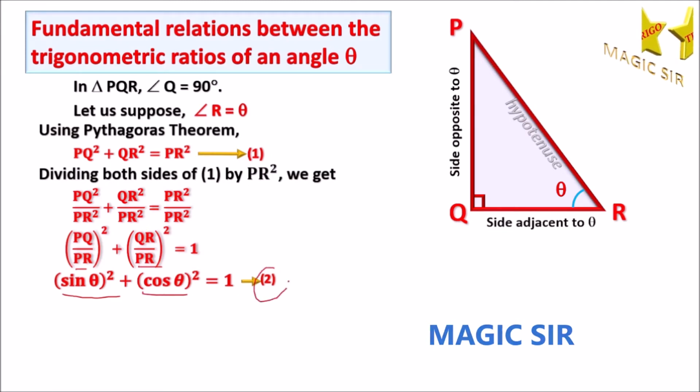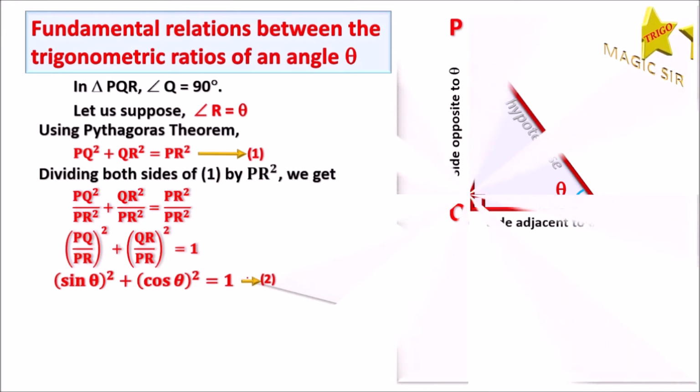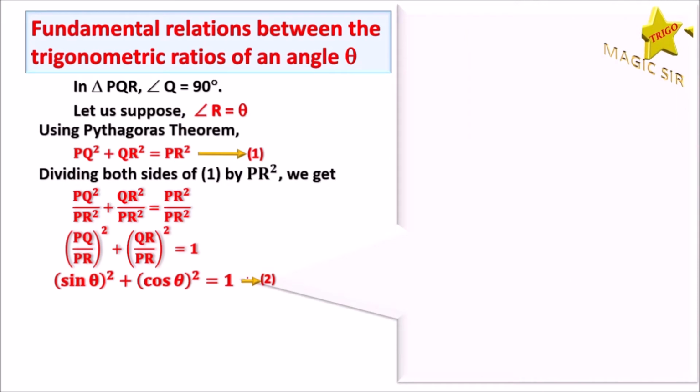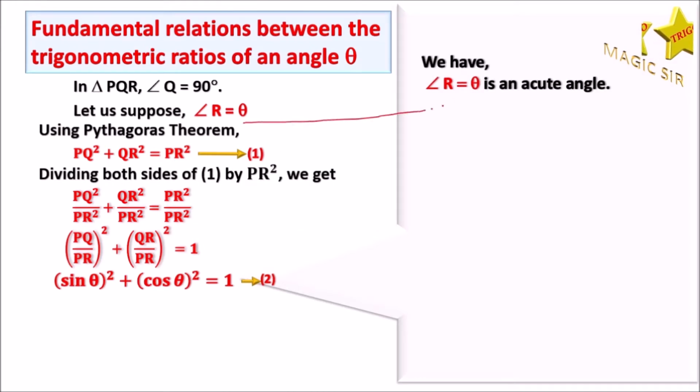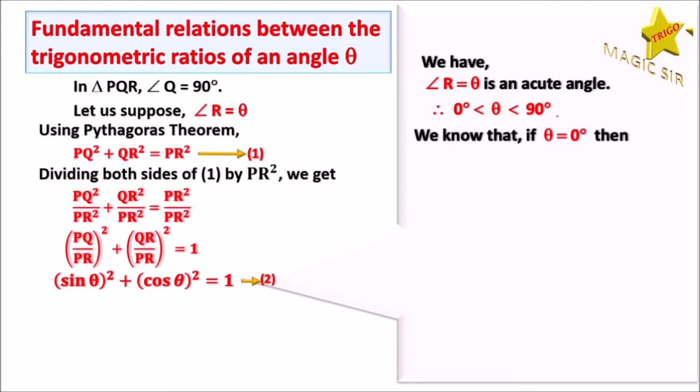See the speech bubble. We have angle R is equal to theta, where theta is an acute angle. Therefore, 0 degrees is less than theta is less than 90 degrees. That is, theta lies between 0 degrees and 90 degrees. Now let us check, is this true for theta equal to 0 degrees and theta equal to 90 degrees?